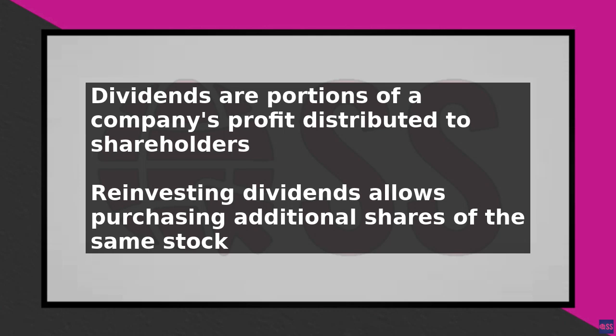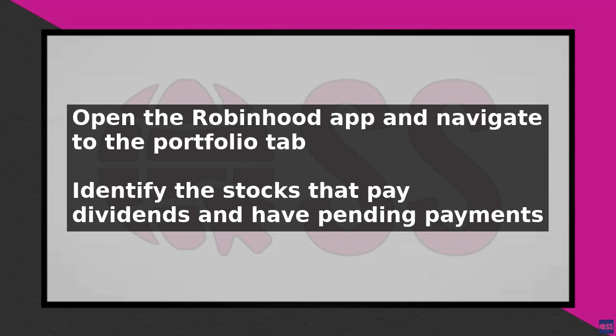of the same stock. First, open the Robinhood app and navigate to the Portfolio tab, where you can view all your investments. Identify the stocks that pay dividends and have a pending dividend payment. Next, go to the Account tab and click on Dividend Reinvestment.